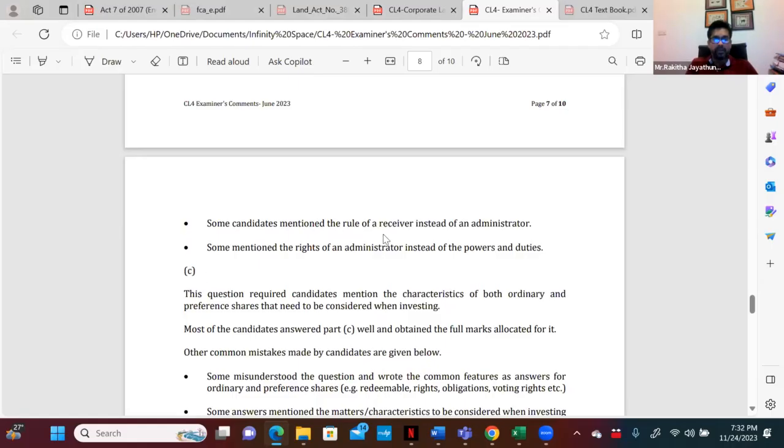Some candidates mention the role of a receiver instead of an administrator.